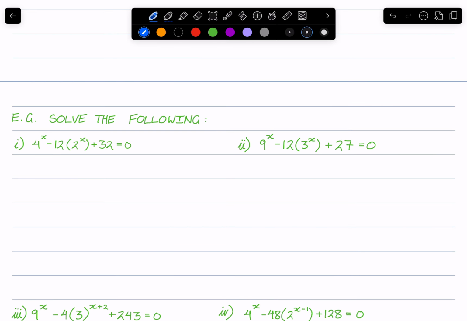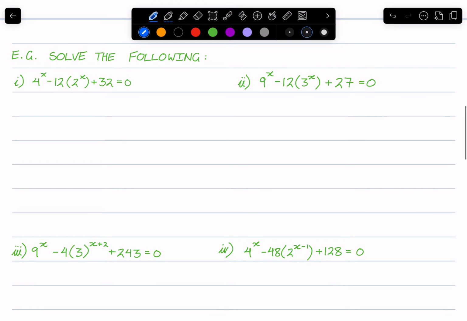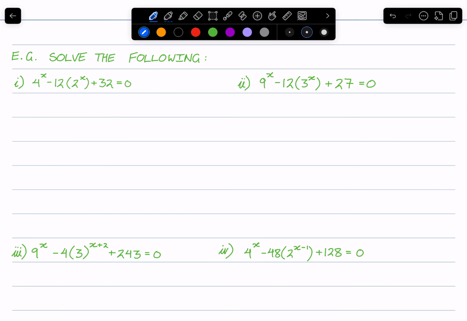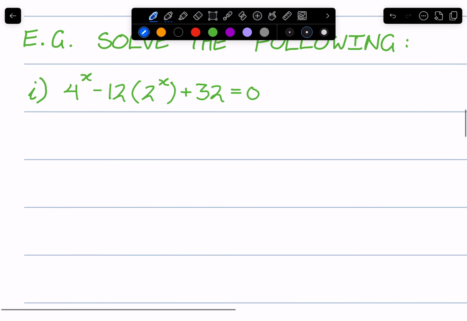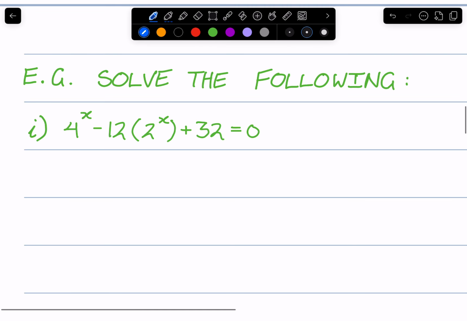Hello class, this is a video tutorial on exponential equations that are reducible to a quadratic. So here we go. It's a bit of a hint there. It's already showing that this is going to become a quadratic. In this first example, I'm going to go through all the different index laws that I'm using to get to the point. And then in the second one, we'll use some shortcuts.